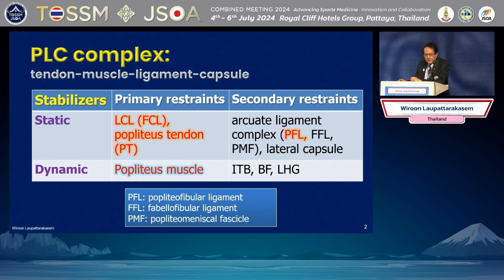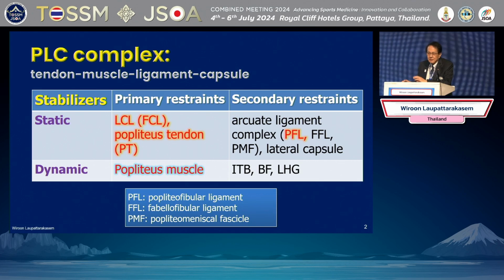And to improve PLC reconstruction, we have to know the anatomy of the PLC complex, which consists of tendon, muscle, ligament, and capsule. It's mechanically divided into static stabilizers and dynamic stabilizers, which are primary or secondary restraints. Most of us will be concerned about the LCL or FCL, which is the fibular collateral ligament, and the popliteus tendon, which are static stabilizers, and the popliteofibular ligament, which is the secondary restraint.